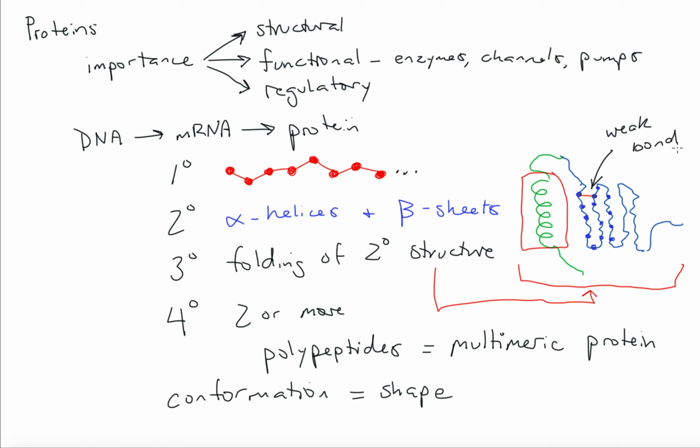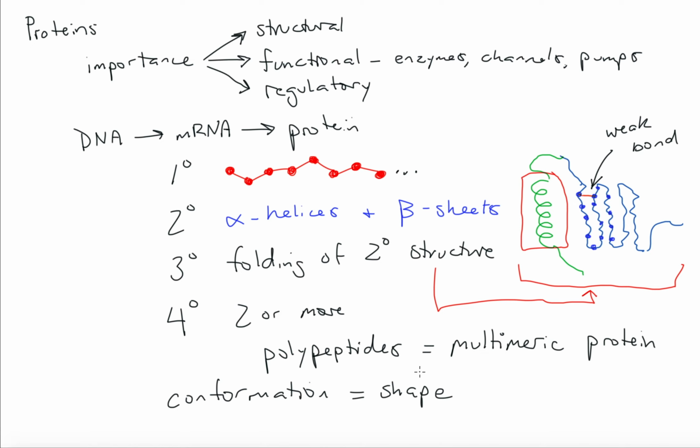There are hydrogen bonds, there are van der Waals forces, and there are hydrophobic interactions. What that means is that the amino acids that don't like water, hydrophobic, water fearing, will glom together. They'll form these weak bonds that hold the protein in particular shapes. And so weak bonds are absolutely essential to secondary, tertiary, and even potentially quaternary structure.